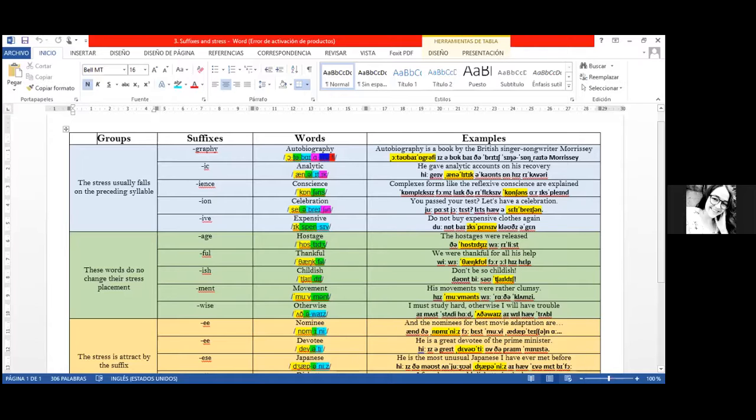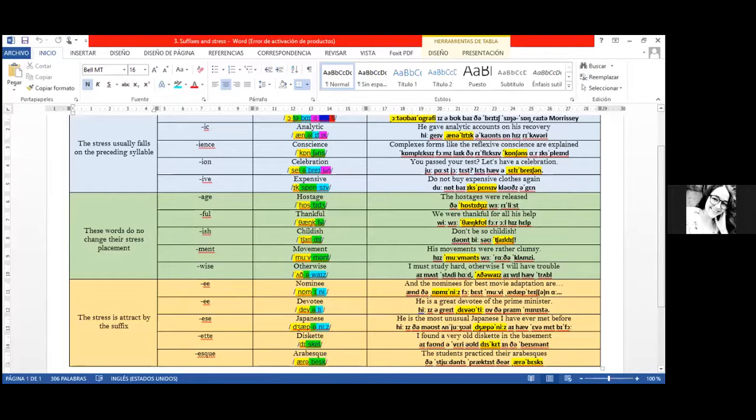And then for the second group, these words do not change their stress placement. I selected age, full, each, meant, and wise. In the first case, I have hostage: The hostages were released. Then I have thankful: We were thankful for all his help. Then childish: Don't be so childish. Movement: His movements were rather clumsy. Otherwise: I must study hard, otherwise I will have trouble.